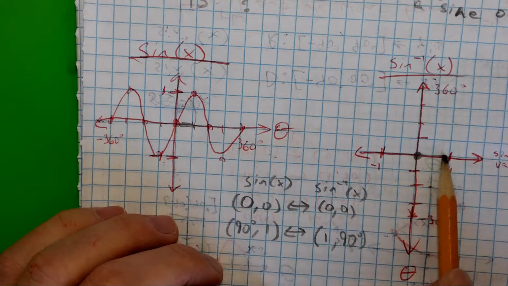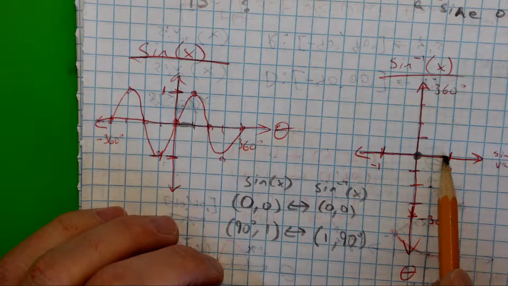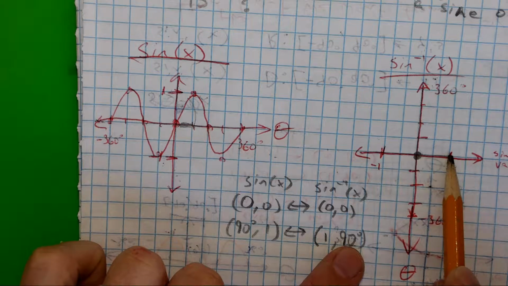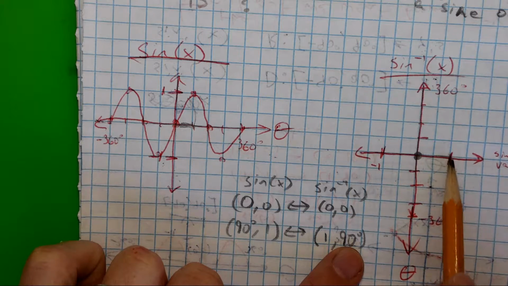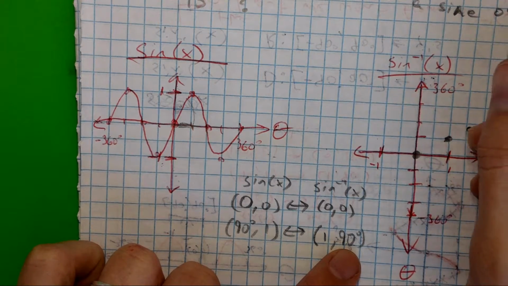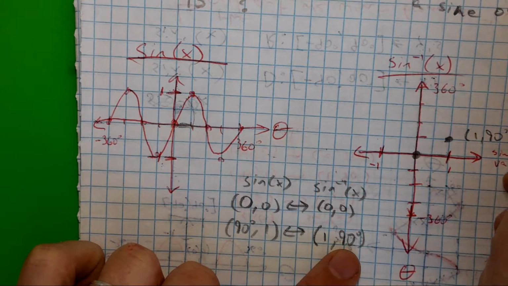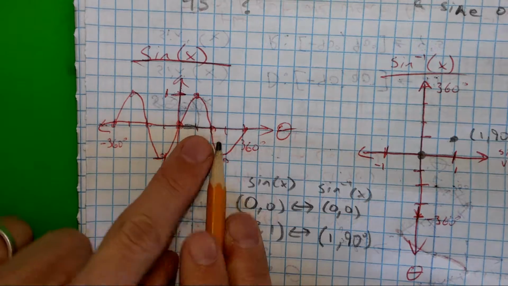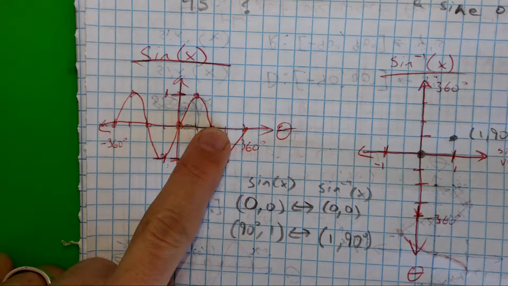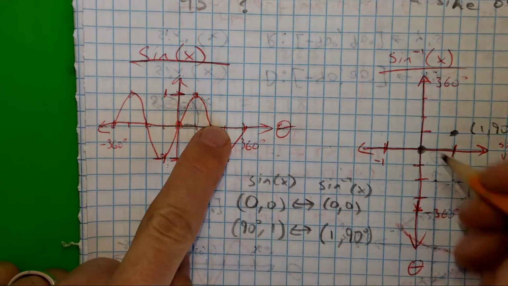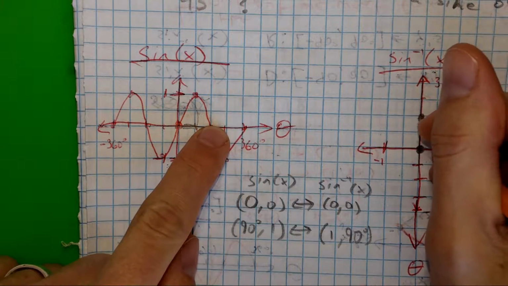So 1 in the x direction and 90 degrees. Would that be up or down? Yeah, it's going to be up because it's a positive y value. So there's the point 1, 90, like that. So let's keep going. I'm going to stop writing them down. I'm just going to point. So this is 180, 0. Flip those. 0, 180.